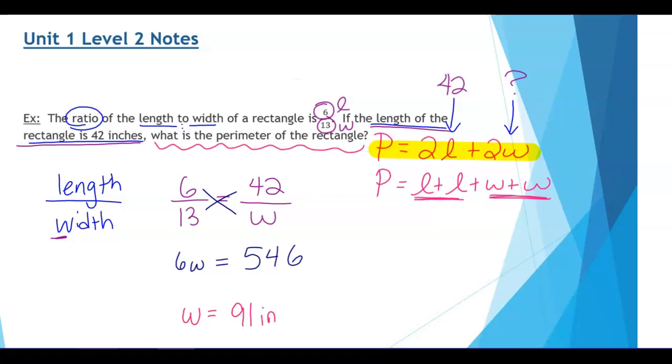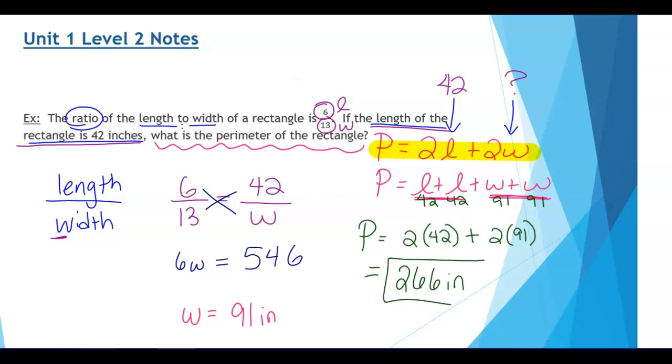Now that we have that, we can plug it in to find the perimeter. So the perimeter, if you want to just add 42, 42, 91, and 91, you can. Or you can do 2 times 42 and 2 times the width, which is 91. And in the end, you get 266 inches for your perimeter.